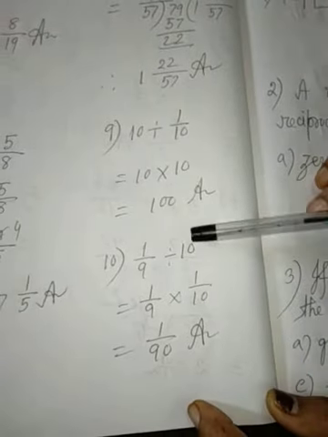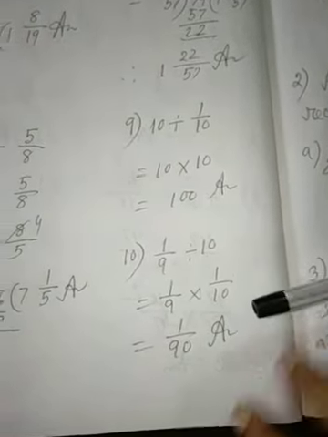10 1 by 9 divided by 10. 1 by 9 into 1 by 10. So 1 by 90, answer.